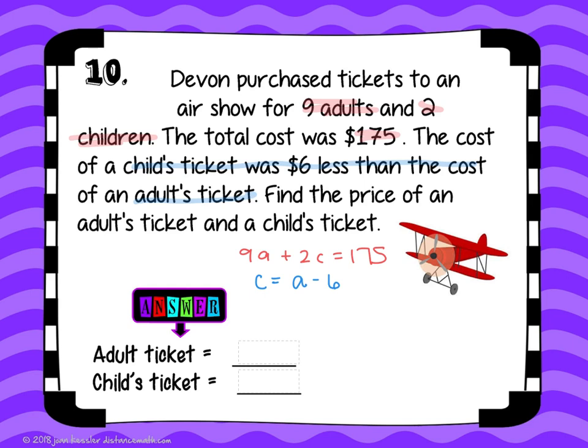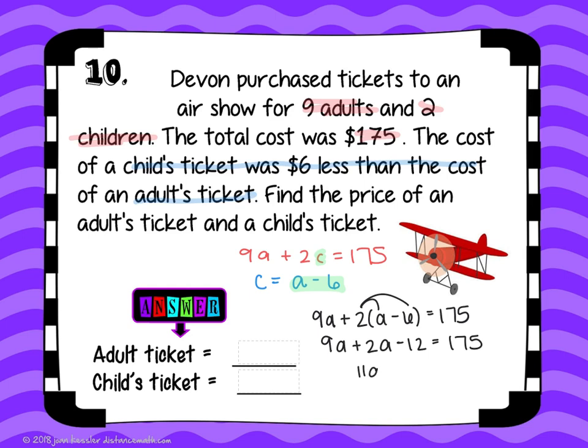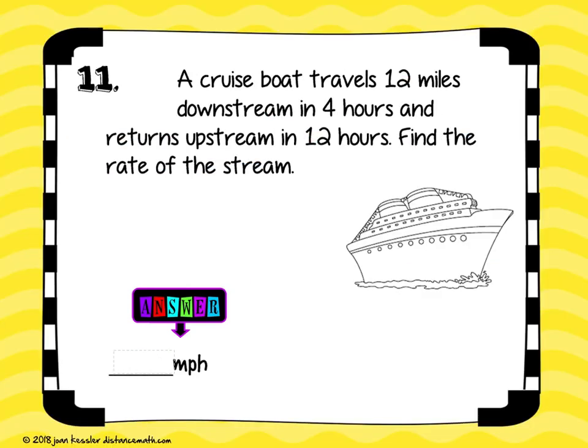Since my variables don't line up, it's easiest to just take this information and substitute it in for C. So the adult is 17, and then since we know that the child's ticket is 6 less than that, children would cost 11.